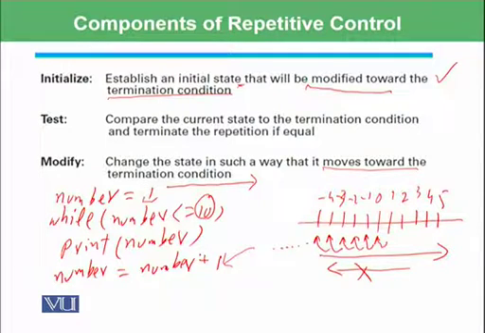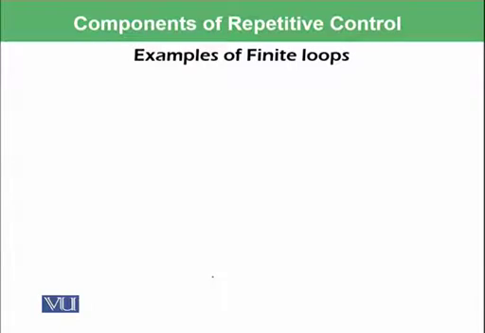Then we are testing, here we are testing while number is less than or equal to 10, and then we are modifying this number over here. There are some finite loops and there are some infinite loops. So we will be discussing some examples of finite loops which will end whenever we want.